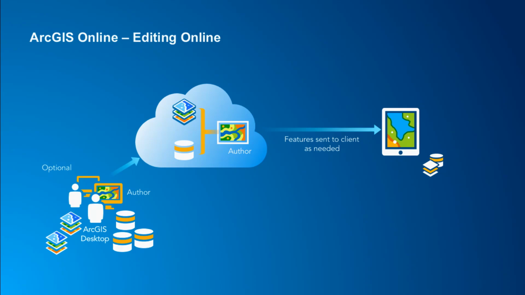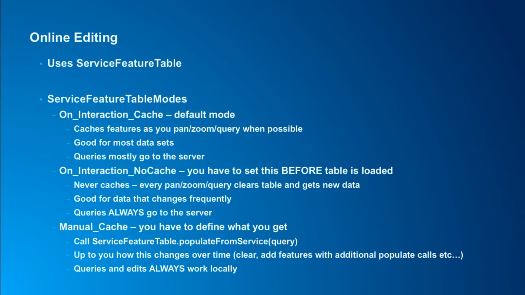Features are sent down to the client. Either we request them, or if you're in manual cache mode of the feature table, you're requesting those features yourselves, and you're editing them on the client side, and then you push those edits back to the service with the apply edits call. To do this, you use the service feature table.